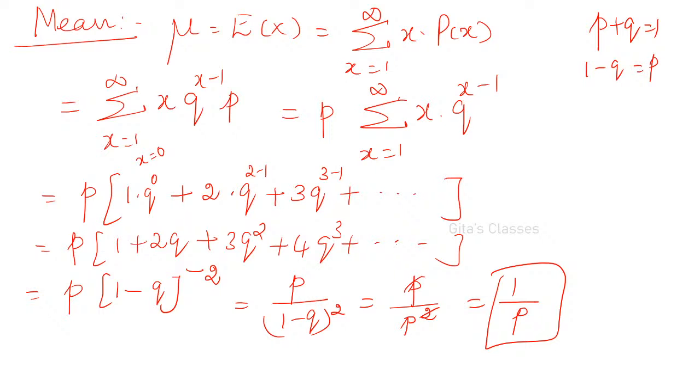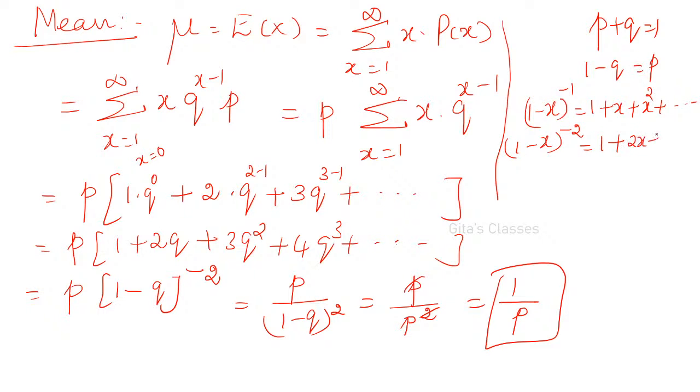Last line. Here you have 1 minus x the whole. These series you have to remember. 1 minus x the whole squared. 1 minus x the whole power minus 1 is 1 plus x plus x squared plus etc. So 1 minus x the whole power minus 2 is 1 plus 2x plus 3x squared plus 4x cube and so on. This is the formula.